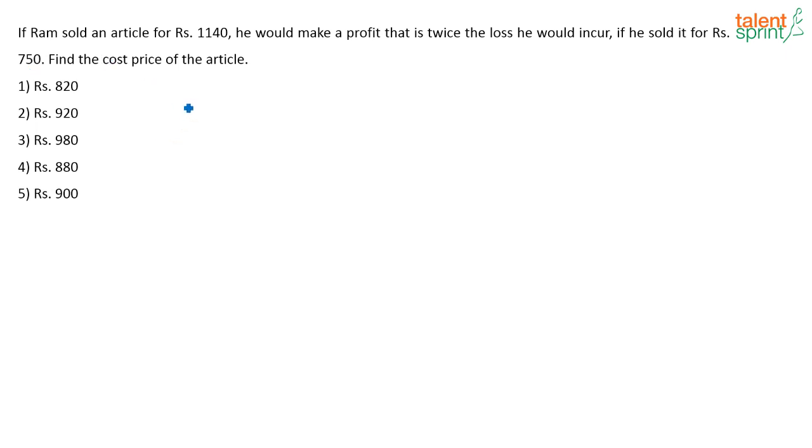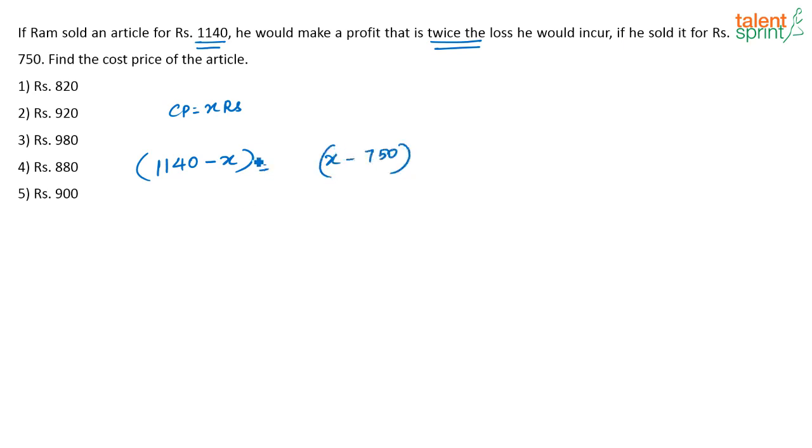See, let us assume that the cost price of the article, let that be X rupees. Now, if Ram is selling the article for 1140, he would make a profit, correct? So, what is the profit that he will make? The profit that he will make will be nothing but 1140 minus X. This profit is nothing but twice the loss that he would incur if he sold it for 750. Now, what will be the loss that he will make if he is selling for 750 rupees? The cost price minus the selling price, that will be his loss.